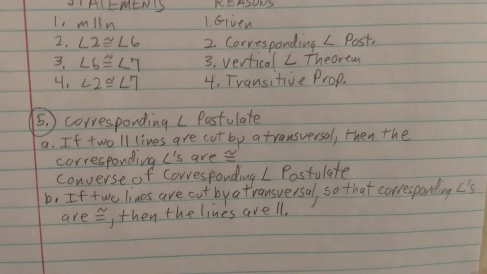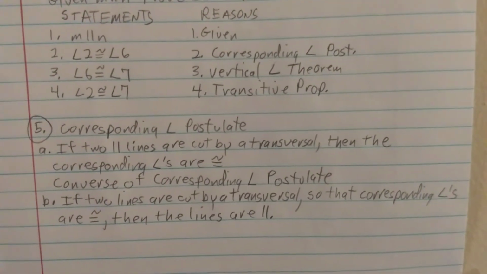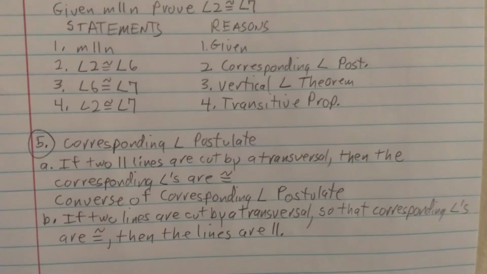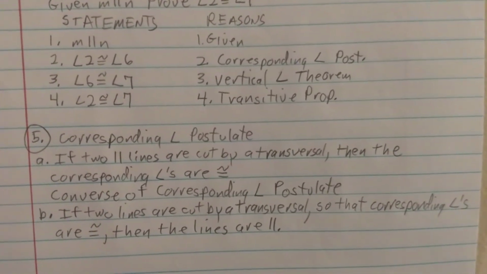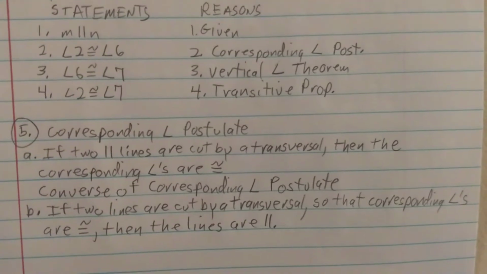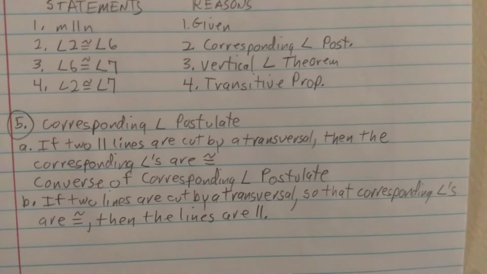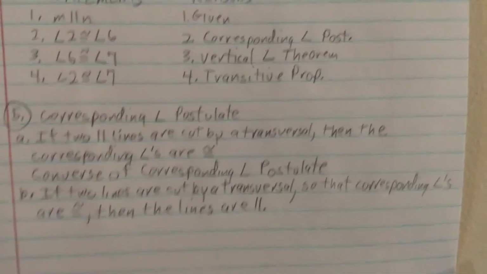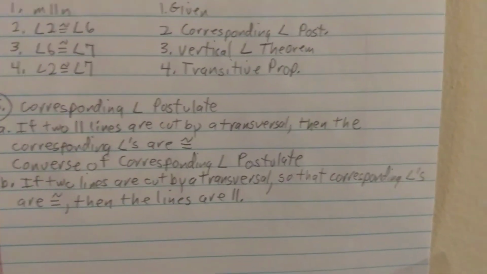Now putting the corresponding angle postulate into words, which is what we need to do for 5: if 2 parallel lines are cut by a transversal, then the corresponding angles are congruent. And putting words to the converse of the corresponding angle postulate: if 2 lines are cut by a transversal so the corresponding angles are congruent, then the lines are parallel.